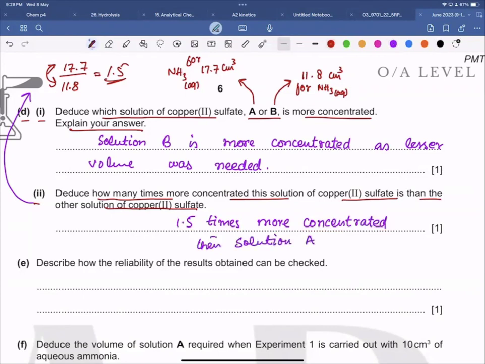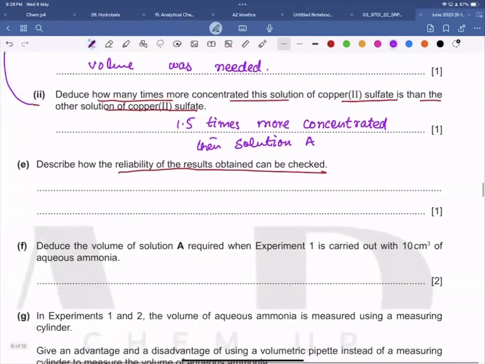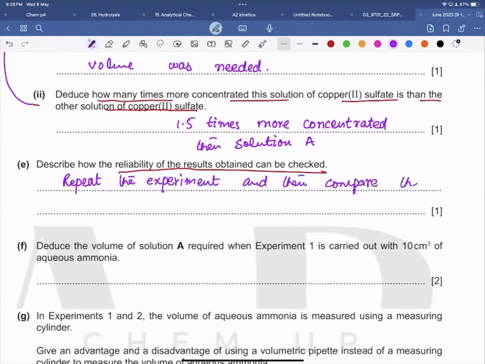Describe how the reliability of the results obtained can be checked. Reliability means: are the results reproducible or not, are all the results consistent or not. For that, we have to repeat the experiment and then compare the results, compare the readings. If the readings are closer, it means that the results are reliable or consistent.